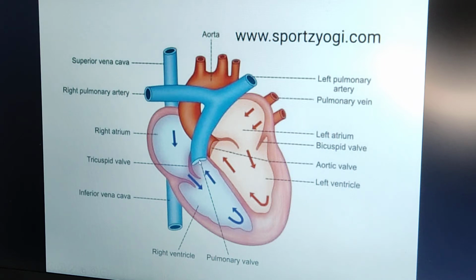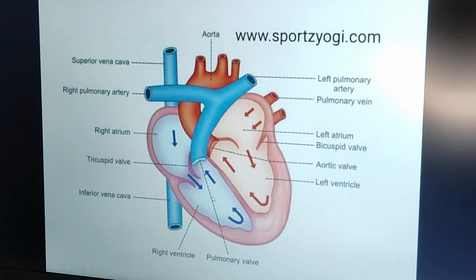When this pulmonary valve is open, only at that time can this deoxygenated blood enter into the pulmonary artery. After entering the pulmonary artery, this artery carries the deoxygenated blood into the lungs. We have two lungs, the right lung and the left lung. That's why this deoxygenated blood enters both lungs. In these lungs only, our blood is purified. This system is called pulmonary circulation.